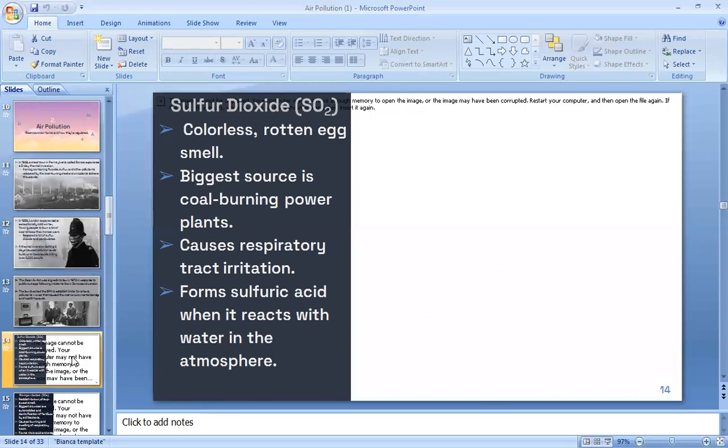And as you see in the chart, sulfur dioxide is a colorless gas with a rotten egg smell. The biggest source is coal-burning power plants. It causes respiratory tract irritation and forms sulfuric acid when it reacts with the water in the atmosphere.